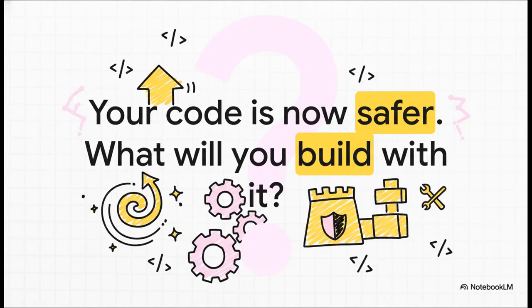So there you have it. We've gone from confusion to total clarity with a simple framework you can use every single time you create a variable. This is more than just a coding trick. It's about making your intentions clear. So the only question left is, now that your code is safer and stronger, what are you going to build with it?